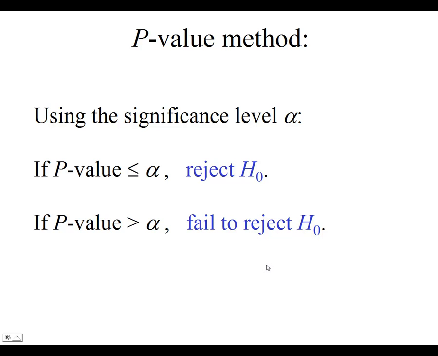And as always, our p-value method works. If the p-value is less than or equal to alpha, we reject. If it's greater than alpha, we fail to reject.